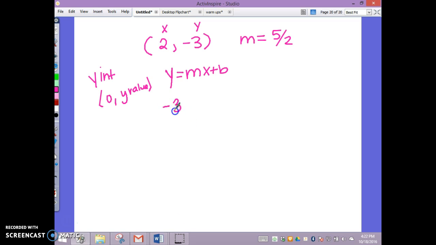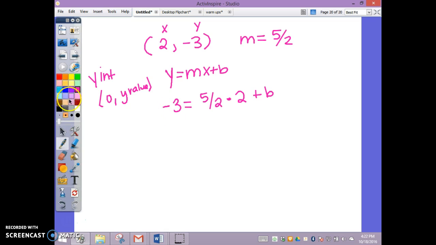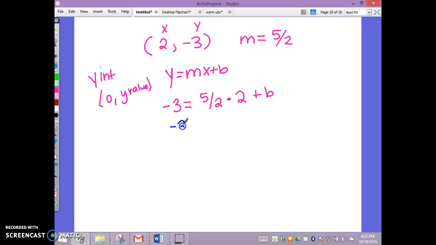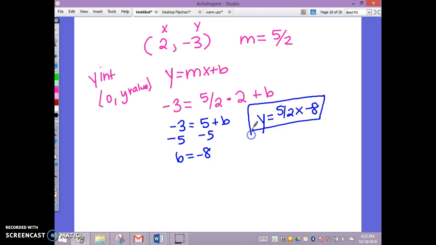But this is an x and this is a y. So I can write negative 3 equals 5 over 2 x plus b. 5 times 2 is 10, divided by 2 is 5. Subtracting 5 from both sides gives me a b of negative 8. So writing my equation is y equals 5 halves x minus 8. That's one way to do it.